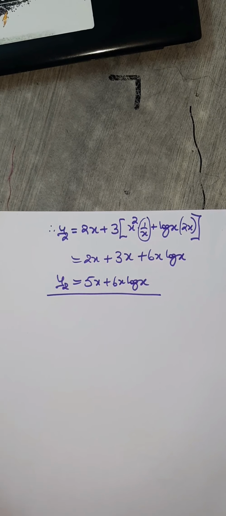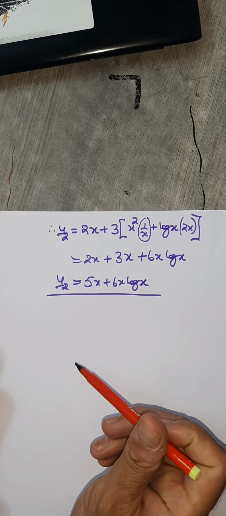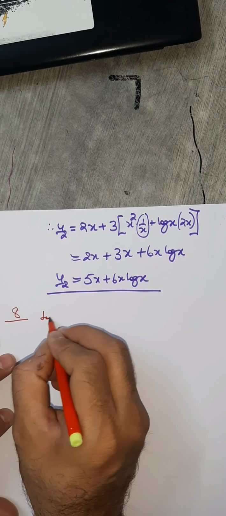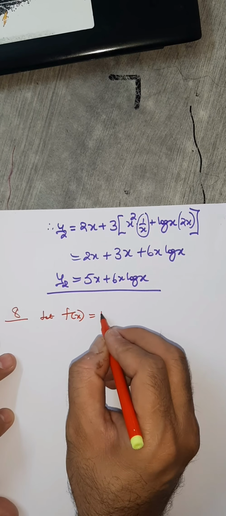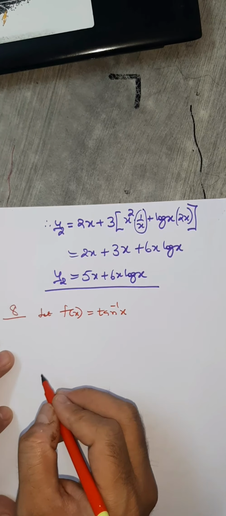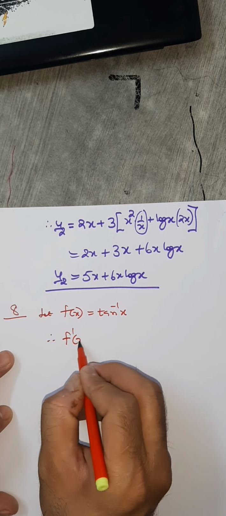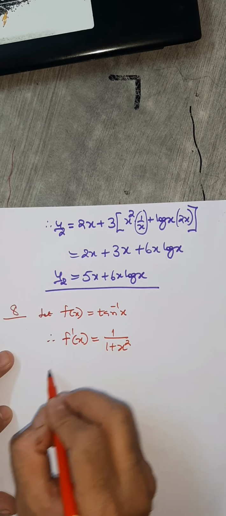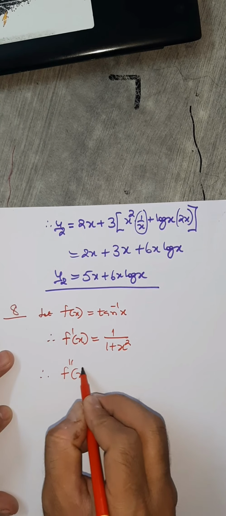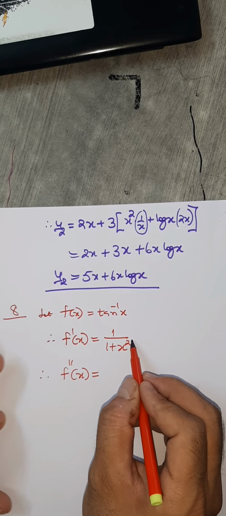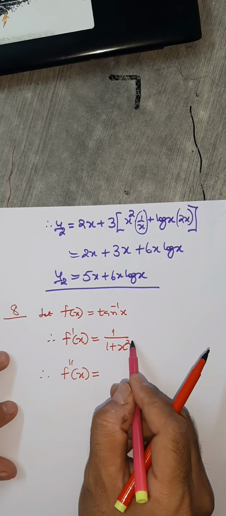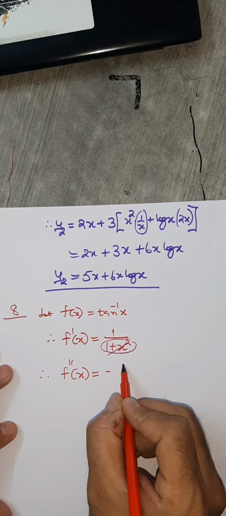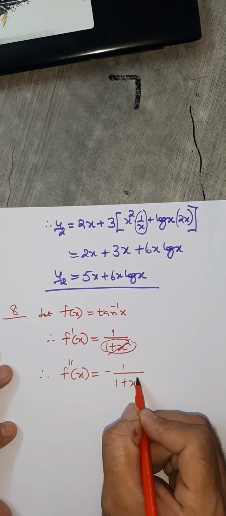Next question. Let me go to question number 8 now. Let's take f(x) equals tan inverse x. So what is f dash x here? You know 1 upon 1 plus x squared, you know this. Now derivative of this, so f double dash x. How will we do this? You know, imagine this as x. So this looks like 1 upon x. What's the derivative of 1 upon x? Minus 1 upon x squared.